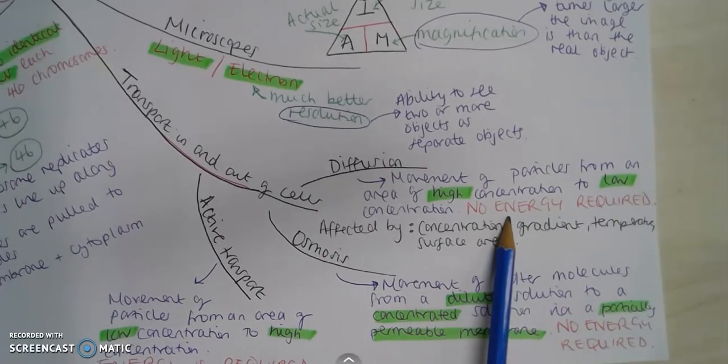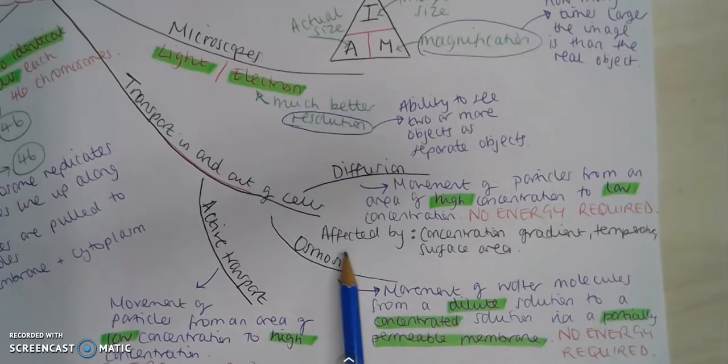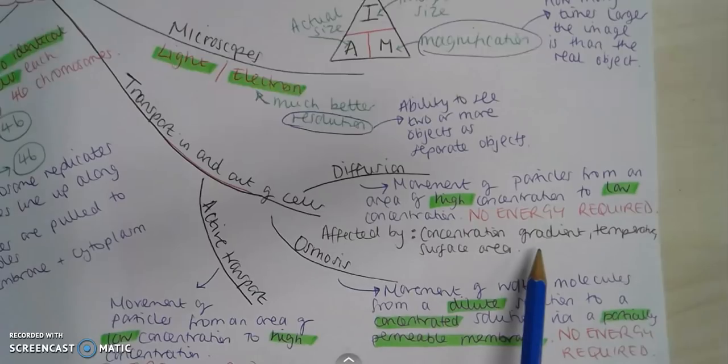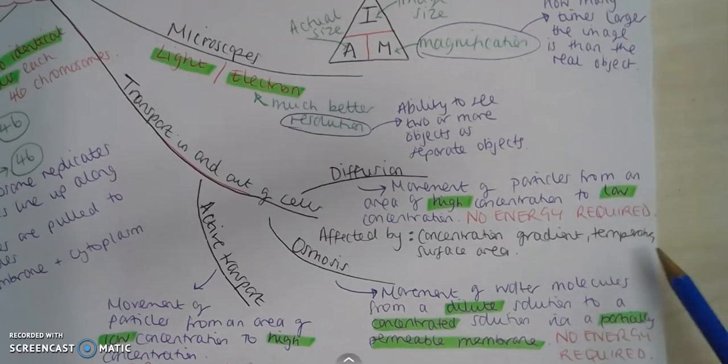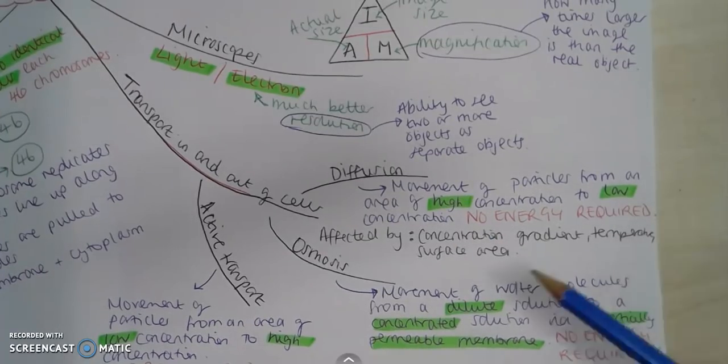It's passive. This can be affected by things such as the concentration gradient, so how different is the difference between the high concentration and the low concentration, the temperature, or the surface area. So that's your three factors that can affect diffusion.